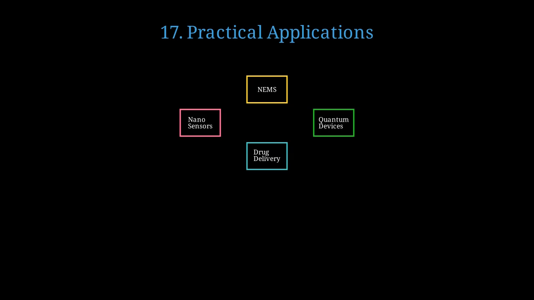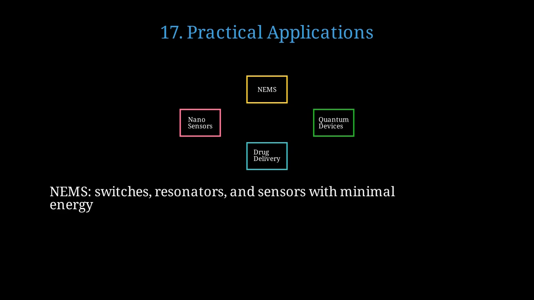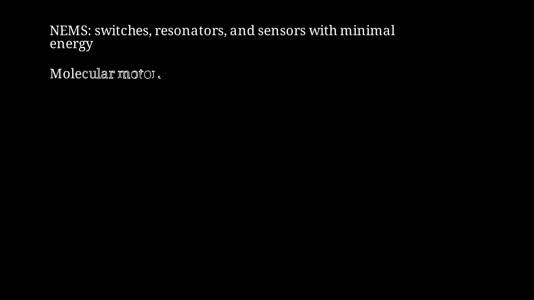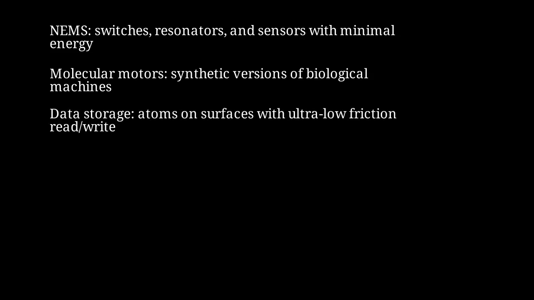Understanding nanoscale friction enables revolutionary applications. Applications include nano-electromechanical systems, targeted drug delivery, ultra-sensitive sensors, and quantum computing devices. Nano-electromechanical systems use movable parts operating with minimal energy consumption. Researchers are developing synthetic molecular motors inspired by biological examples like ATP synthase. Future data storage might use atoms positioned on surfaces, with read-write mechanisms exploiting ultra-low friction.